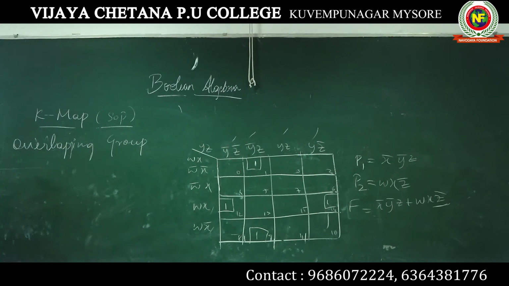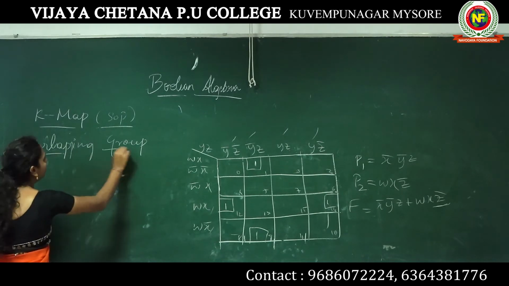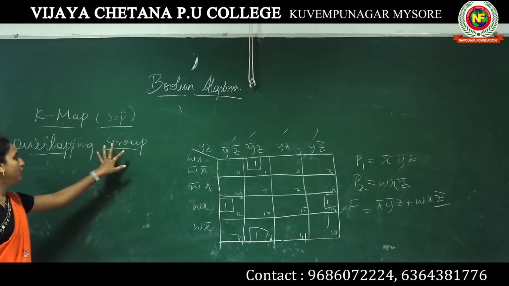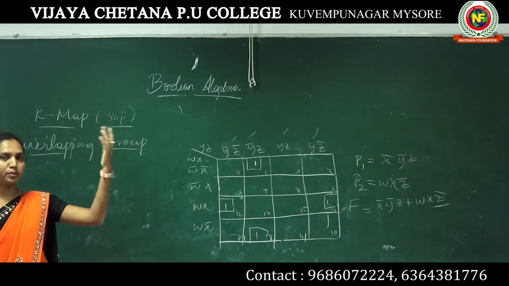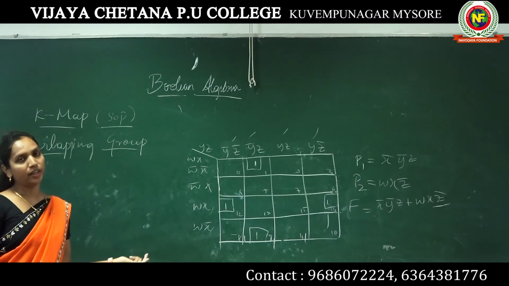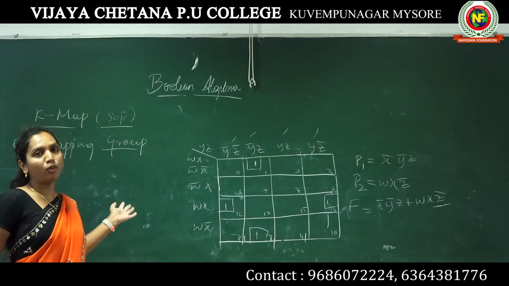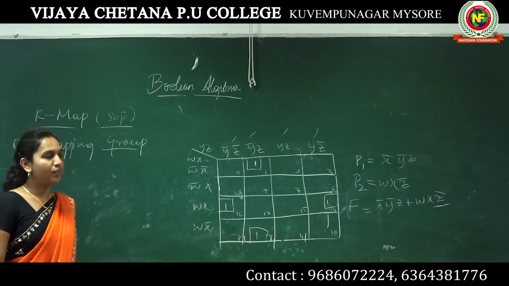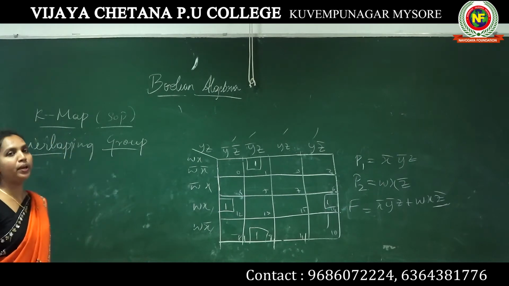Overlapping group. Okay. So what is the overlapping group? Now you know what a pair is and how to reduce it, what a quad is and how to reduce it, what an octet is and how to reduce it, and finally what a K-map rolling is and how to reduce it. Right? Next is the overlapping group.